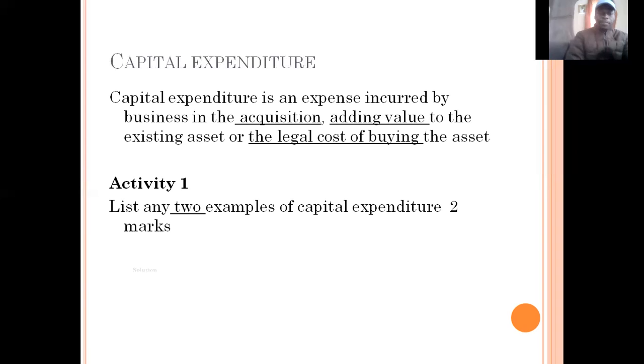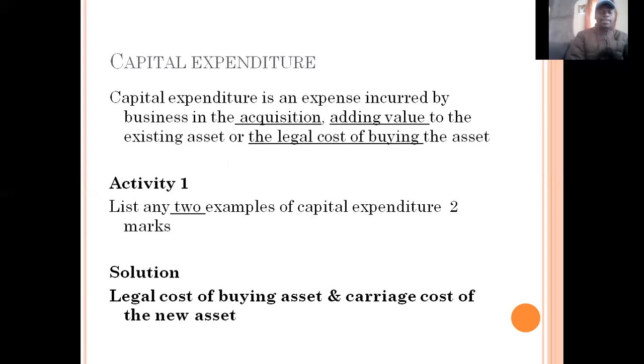Let me give you the solution. Compare your answer with my answer. Examples of capital expenditure: legal cost of buying an asset. It's a capital expenditure. Carriage cost of a new asset.